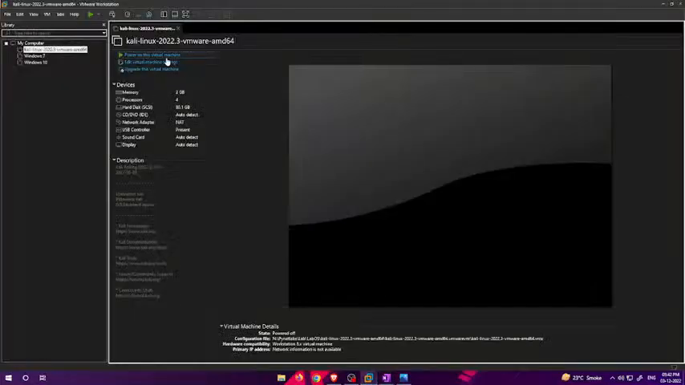So this is Kali Linux. Powering on this machine. Let's wait until the system is powered on.